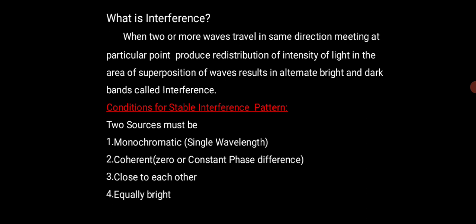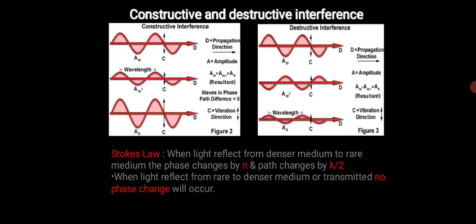Then two sources must be coherent. Coherent means having phase difference 0 or constant, and two sources must be close to each other, and fourth one, two sources must be equally bright. These are the four conditions for stable state interference pattern. Then types of the interference: constructive interference and destructive interference. Constructive means condition of brightness, and destructive interference means condition of darkness.